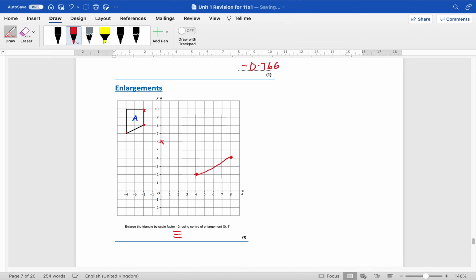To get to there, it's 2 left and 4 up. So we're going to go 4 right and 8 down. 1, 2, 3, 4, 5, 6, 7, 8. And you can do that for the last point then as well.